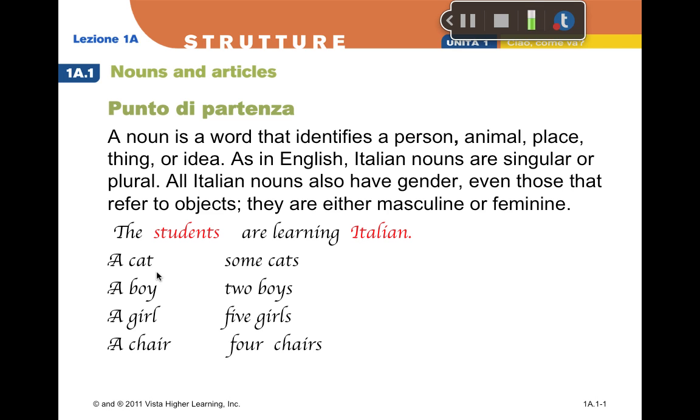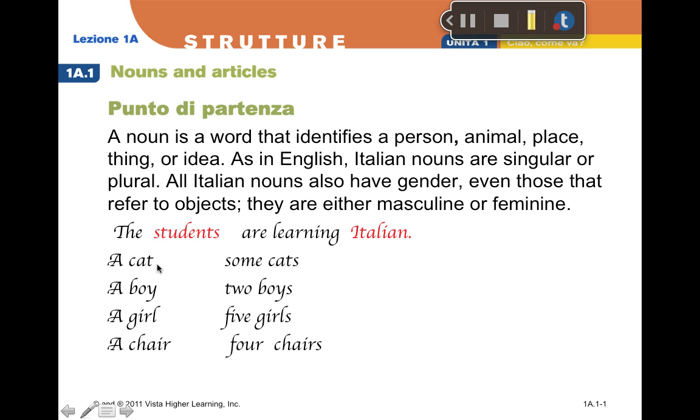But differently from English, and if you have studied other Romance languages like French or Spanish, you know that Italian nouns have gender. So even when they refer to an object, what does it mean that they have a gender? They are identified as either masculine or feminine. Okay? And in the English language, you do not have this distinction. You only have a distinction whether it's referring to a female or a male person, but not when it's referred to objects.